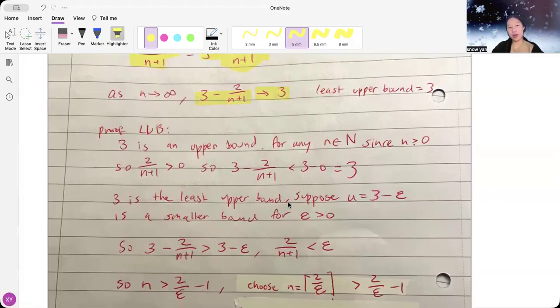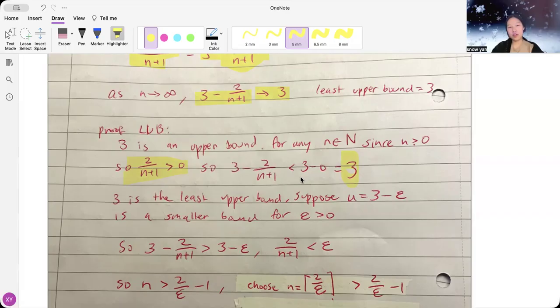Basically, we want to show that 3 is an upper bound. So for any n that is a natural number, since n is greater than 0, then 2 divided by n plus 1 is greater than 0. So 3 minus that would be smaller than 3 minus 0, which is 3, right? So 3 is the upper bound here.